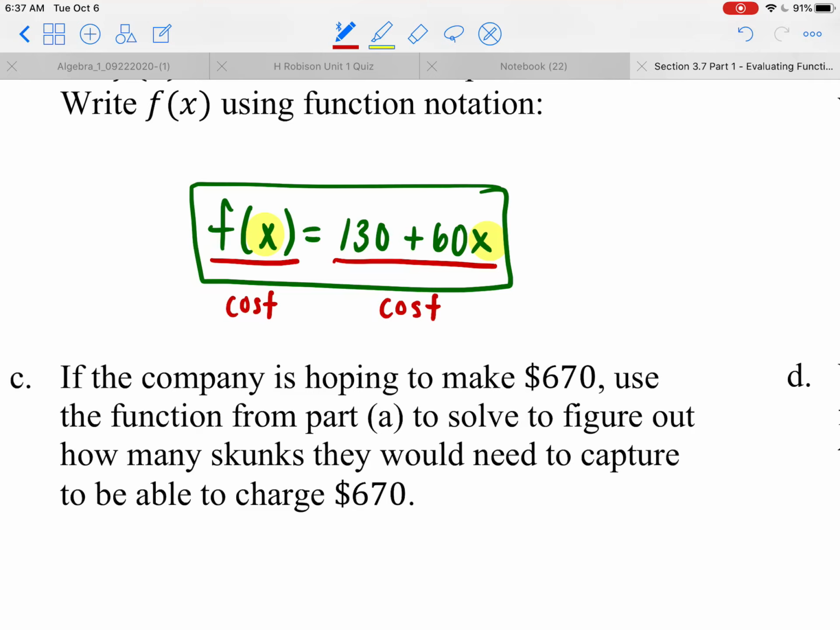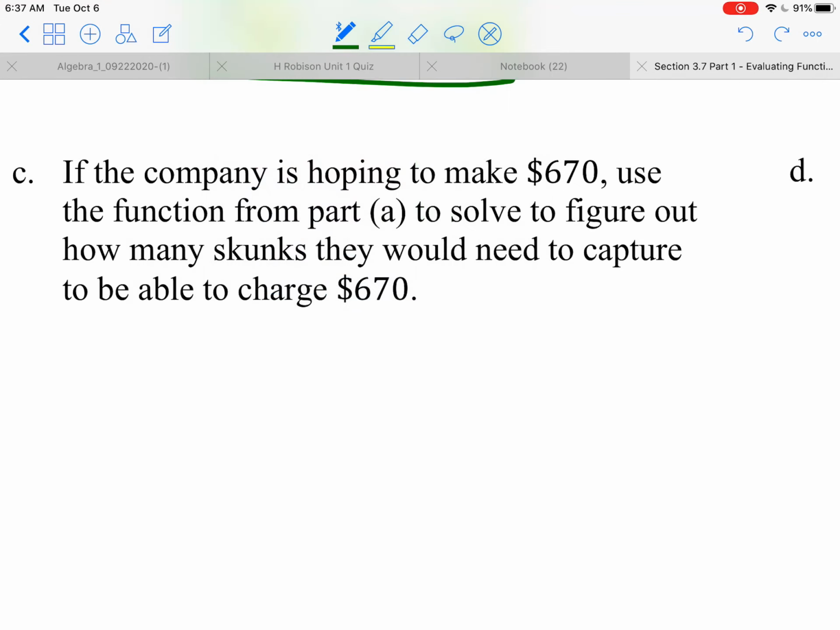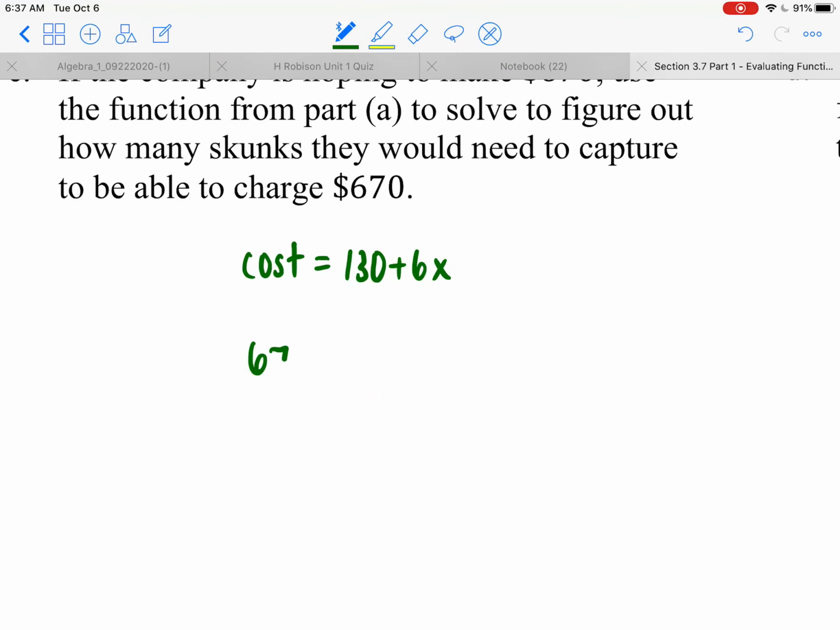So what we're saying is if you take this and plug in a number for x, it's going to tell you the cost. But sometimes you can say, hey, I know the cost is 130 plus 60 times x. So you can say the cost is equal to 130 plus 60x. And then you can say, I want this yellow thing here to be $670. So you actually put the 670 over here on the left side, because that's the cost, right? So you put the 670 there and say that it's equal to 130 plus 60x.